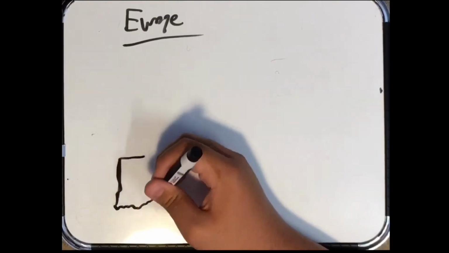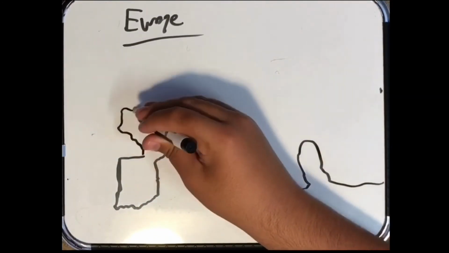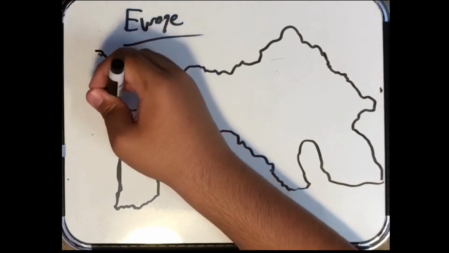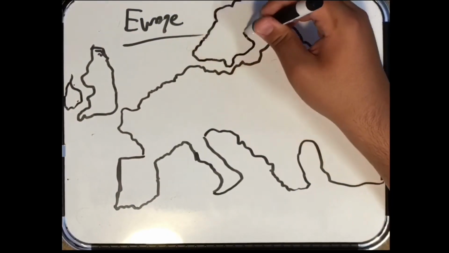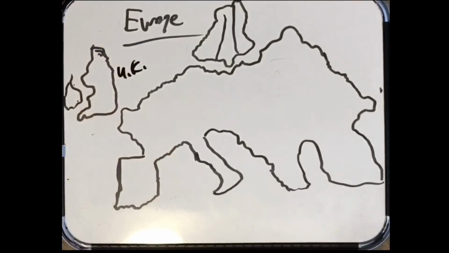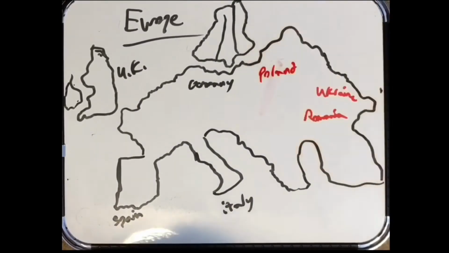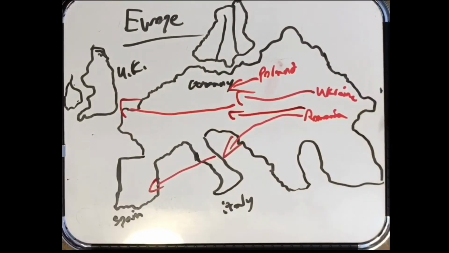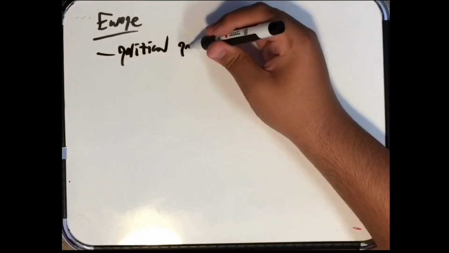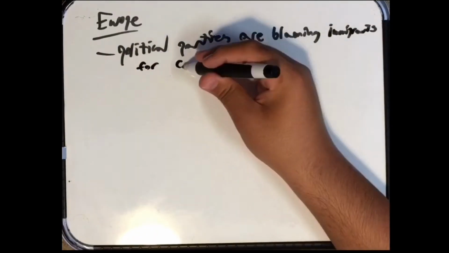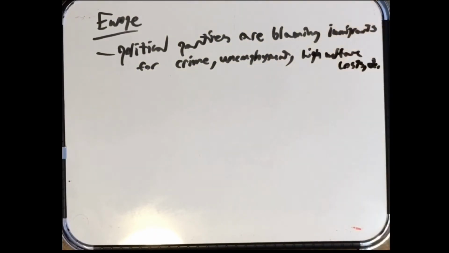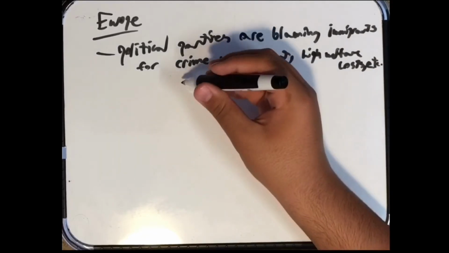In Europe, the removal of migration restrictions for Europeans has set off large-scale migration flows within the region. The principal flows are from poorer countries of Europe to richer ones where job opportunities are greater. For example, people from Romania, Serbia, Ukraine, and Poland are moving towards the UK, Germany, Italy, and more developed countries. Many Europeans dislike this immigration policy. Many political parties are blaming immigrants for crime, unemployment, and high welfare costs.